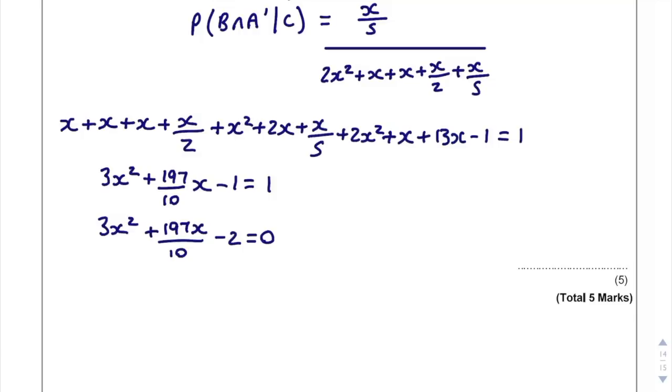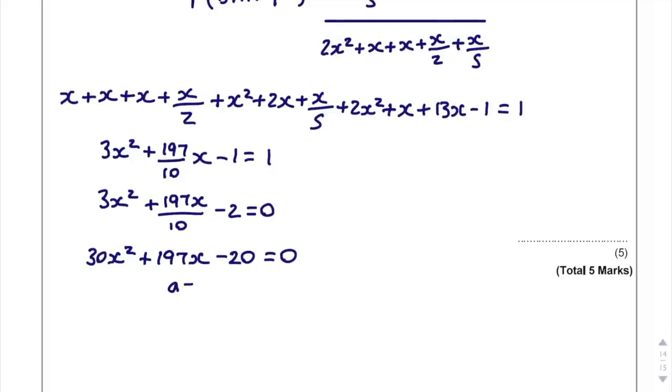And now I want to get rid of this fraction, so I'm going to multiply everything through by 10. So I'm going to get 30x squared plus 197x minus 20 equals 0. Now this does not look easy to factorize, so I would use the quadratic formula in this case. So we know a is 30, we know b is 197, and we know c is minus 20.